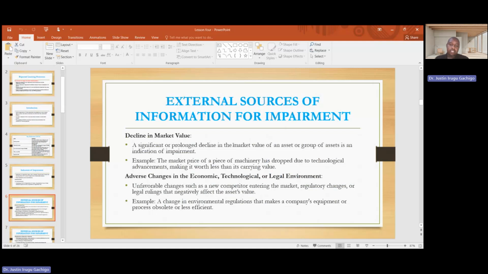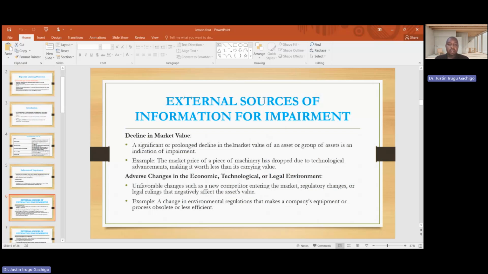The other one is adverse changes in economic, technological, or legal environment. For example, unfavorable changes such as a new competitor entering the market, regulatory changes, or a legal ruling that negatively affects the asset value. An example, a change in environmental regulation that makes company equipment or process obsolete or less efficient.